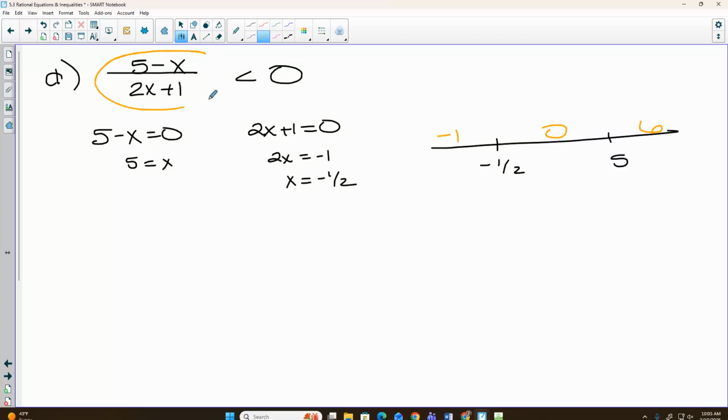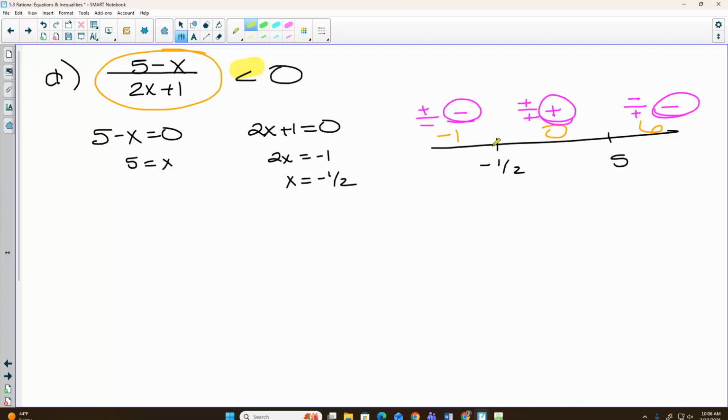You are plugging these in right here. So if I put in a negative 1, 5 minus negative 1, so 5 plus 1 is positive. Negative 2 plus 1 is negative. A positive divided by a negative? If I put in a 0, 5 minus 0 is positive, 0 plus 1 is positive, 2 positives make positive. If I put in a 6, 5 minus 6 is negative, 12 plus 1 is positive, negative and positive make negative. Then we have to decide, do I want positive answers or negative answers?